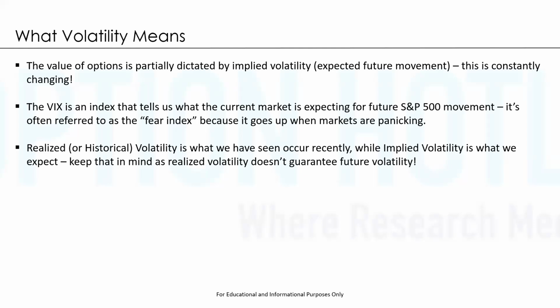Okay. The VIX index, as you may all be familiar with, is an index that tells us what the current market is expecting for future S&P 500 movement. So the VIX is tied to the S&P 500. That's crucial to know. It's a broad market index as opposed to purely on tech, like the NASDAQ, or small caps, which we've seen moving a lot here the last week. This is based purely on the S&P 500, one of the biggest indexes, one of the biggest markets in the world. It's often referred to as the fear index because it goes up when markets are panicking.